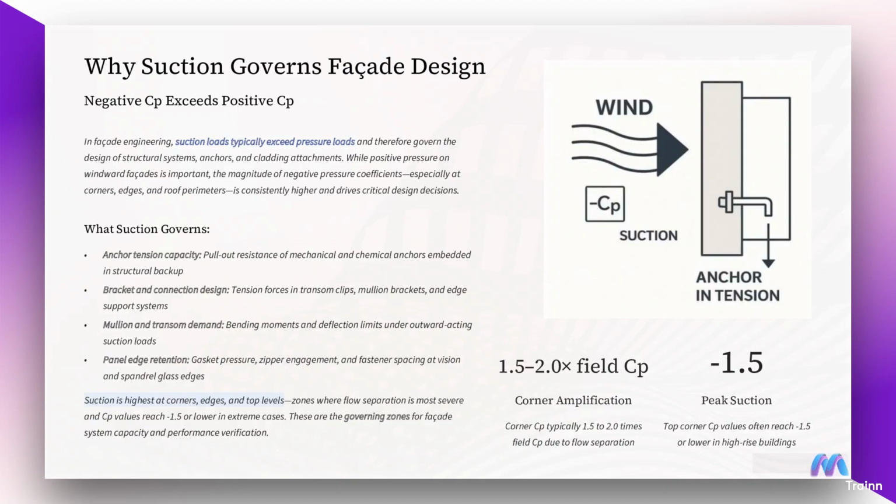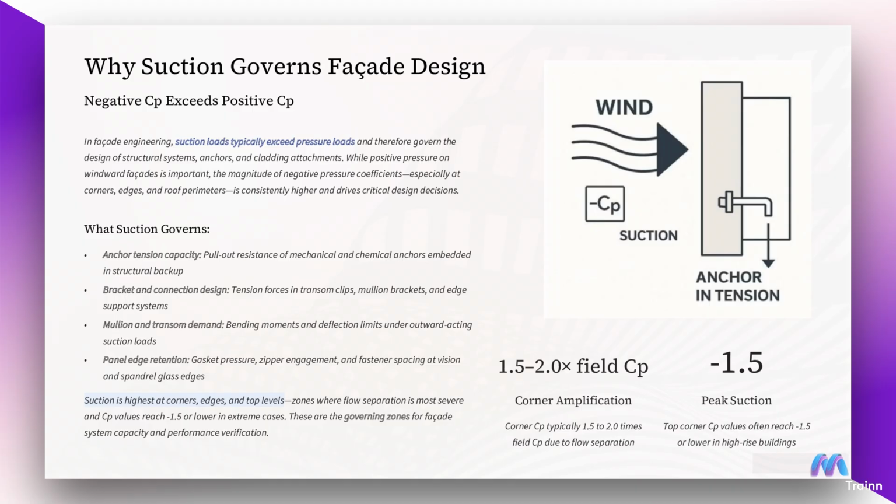Why does suction govern facade design? Negative CP exceeds positive CP. In facade engineering, suction loads typically exceed pressure loads and therefore govern the design of structural systems, anchors, and cladding attachments. While positive pressure on windward facades is important, the magnitude of negative pressure coefficients, especially at corners, edges, and roof perimeters, is consistently higher and drives critical design decisions.